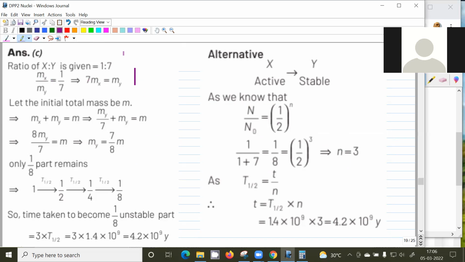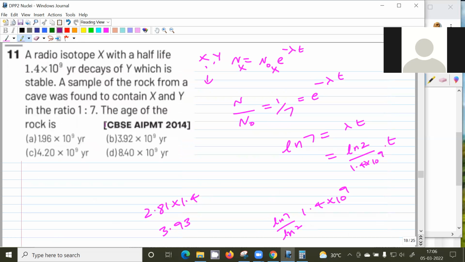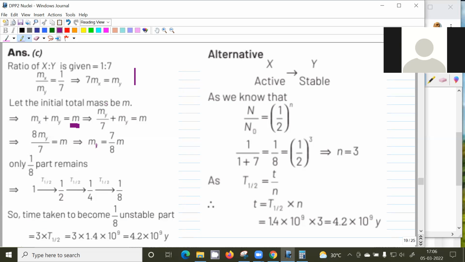See, initially everything is X. So as time progresses, X decreases and Y increases. So let the initial mass be m. At any time, mx plus my will be m, and at that particular time t, the ratio of mass is 1:7. So mx is 1/8 of m, and my is 7/8. So initially it was m, totally X. Now it has become 1/8 of the initial one. So 3 half-lives have gone. So this method is clear for me.